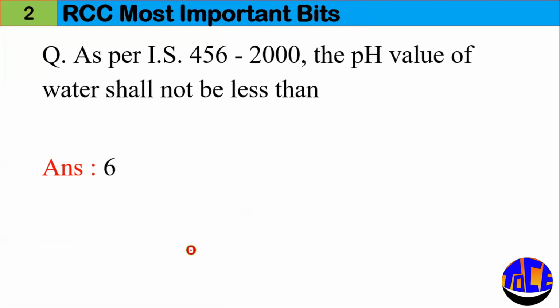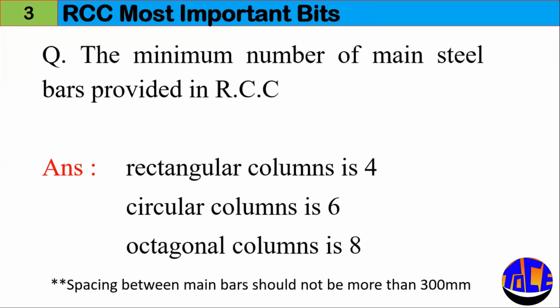Coming to question number 2. As per IS 456-2000, the pH value of water shall not be less than 6. Question number 3. The minimum number of main steel bars provided in RCC. For rectangular column, it is 4 bars.